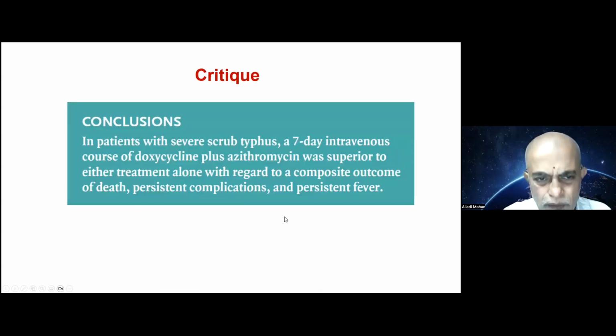So, when you look at it, the conclusion would be meaningful in that in patients with, what is the denominator? Severe scrub typhus. What is the intervention? A 7-day intravenous course of doxy plus azithromycin was superior to either treatment alone. With regard to what is the outcome? A composite outcome of death, persistent complications, and persistent fever. So, this is the way to objectively look at the results of a RCT.